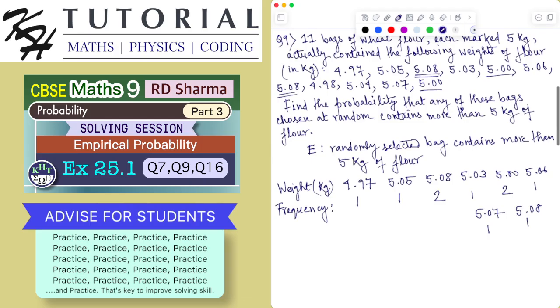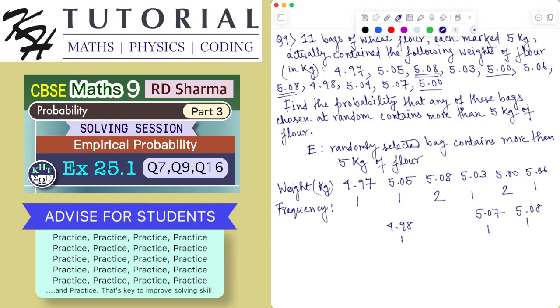Now clearly, if you add up the frequencies, it should be equal to 11. So 1, 1, 2, 4, 5, 6, 7, 8, 9, 10. Oh, I think I have missed something. There is also 4.98. So 4.98, 1.